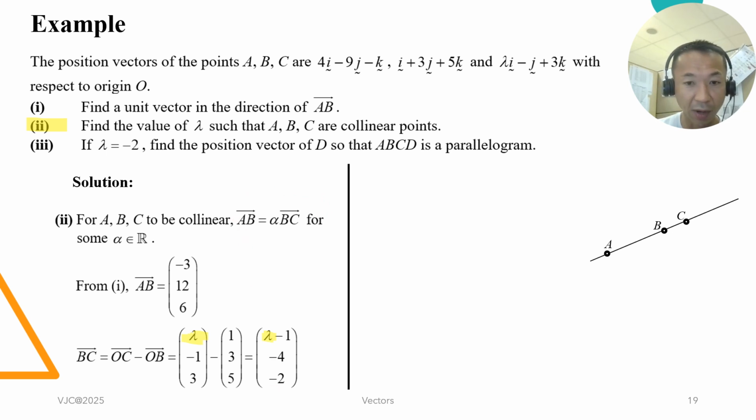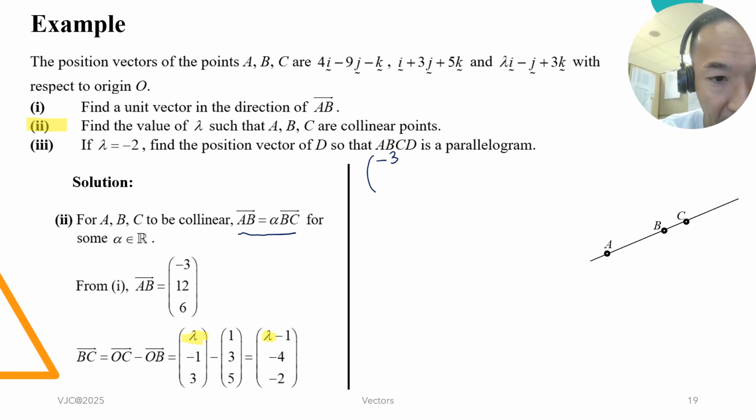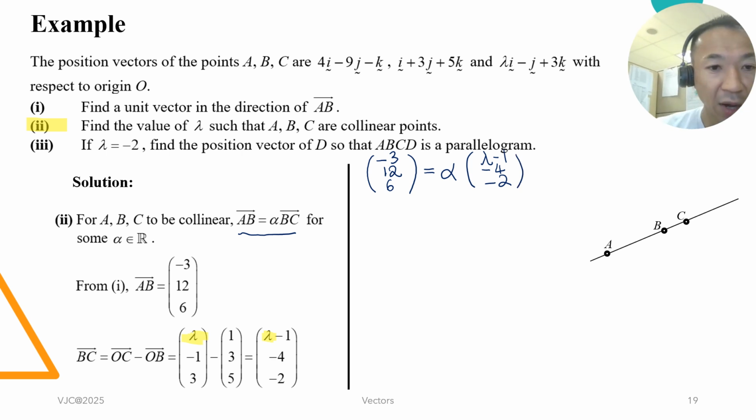So I'm going to write it out now. Since this is true, then I can say -3, 12, and 6 must surely be alpha times of lambda -1, -4, and -2. How do I get that? I get from here to here because I substitute all this into BC. AB actually is this. And it all arose from the idea of collinearity, as you can see from this diagram.